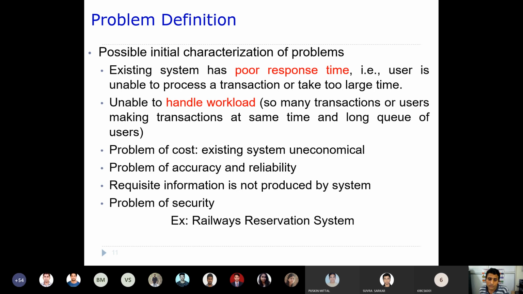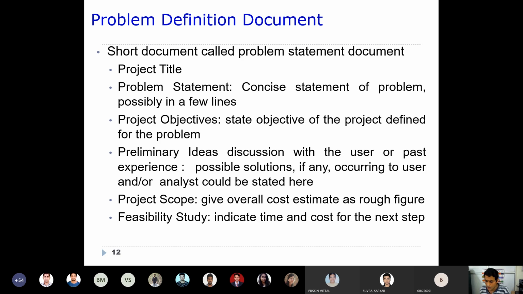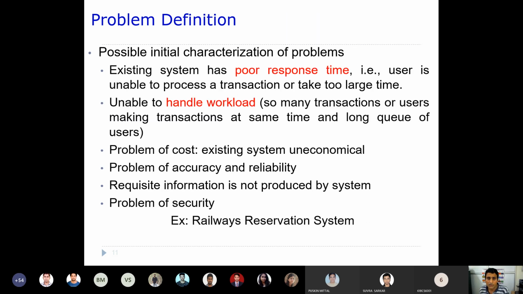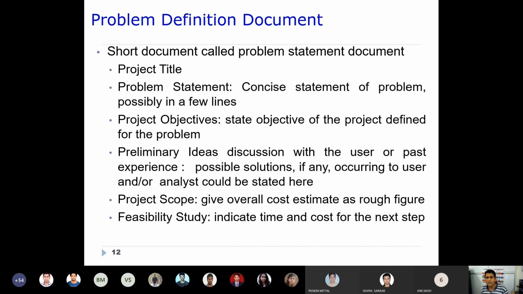Now, usually, as part of any problem definition document, this is what the structure of a problem definition document looks like. It is a short document called the problem statement document. Usually these are the sections that will be there as part of this problem definition document, which is the output that is generated from it.